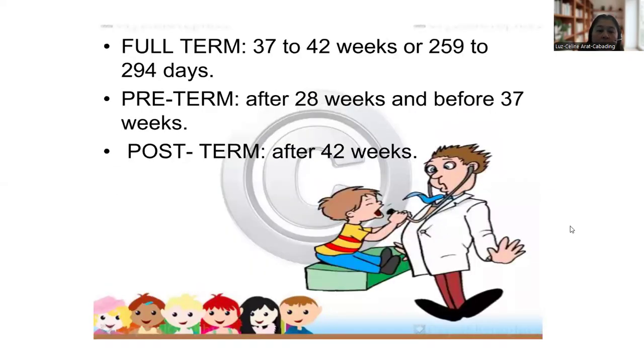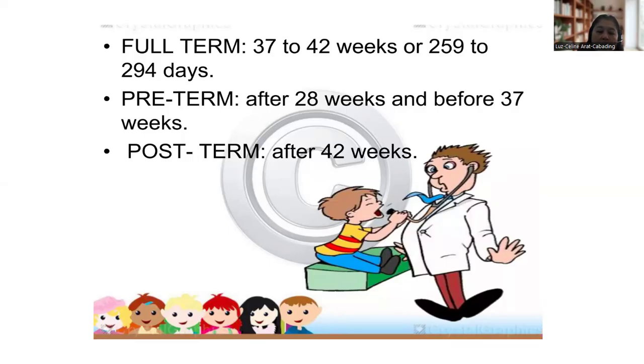So, in terms of weeks when the newborn is born, we will call that newborn full term if it has reached 37 to 42 weeks, which is approximately 259 to 294 days. Full term means it has reached the amount of time to be inside the womb and is really ready to be outside in the world.